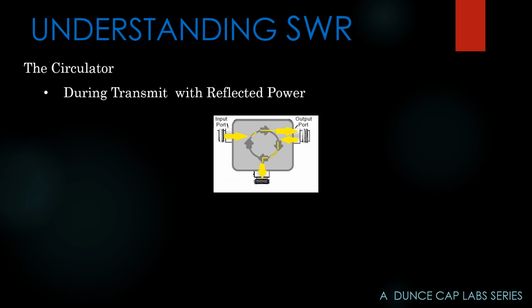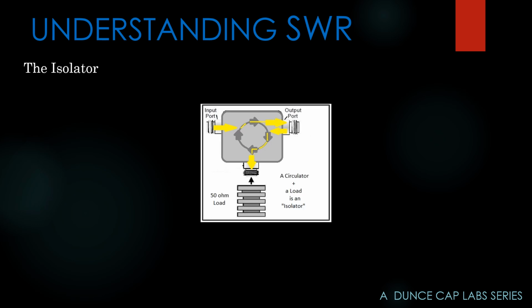Here's our reflected power coming in. It has to obey the same rule. Take the roundabout in the right direction, get off at the first port. So how does this help us? Well, we take our circulator and we make it with a dummy load and we call it an isolator. Now, any reflected power coming down the line is going to go into that dummy load.